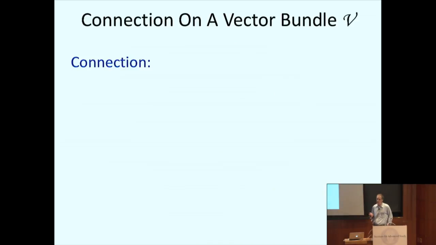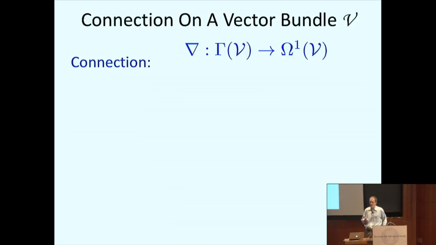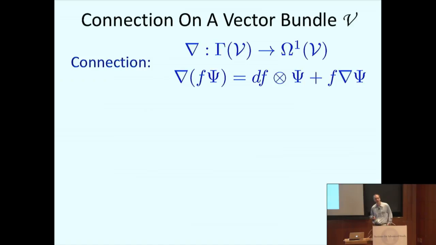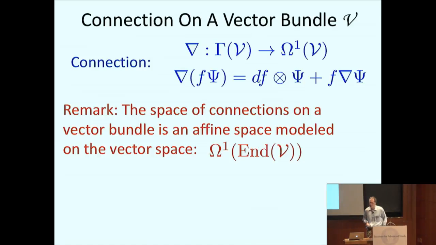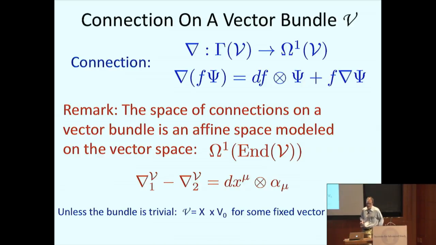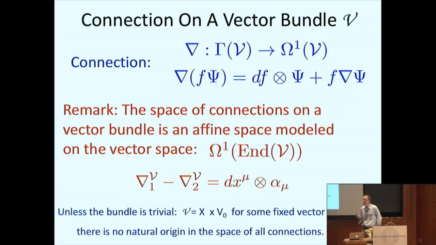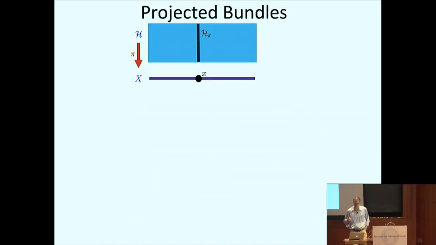Now, a connection on a vector bundle is just a map from the space of sections of the vector bundle to the one forms valued in the vector bundle, which is a first-order differential operator. So it satisfies this Leibniz rule. And as I just mentioned, the space of connections on a vector bundle is an affine space based on the vector space of one forms with values in the linear transformations of V. So the difference of two connections is this one form alpha, and alpha mu at any particular x is a linear operator from the fiber to the fiber. Now, unless the bundle is trivial, namely it's literally a Cartesian product of X times a fixed vector space, then there is no natural origin in the space of all connections.